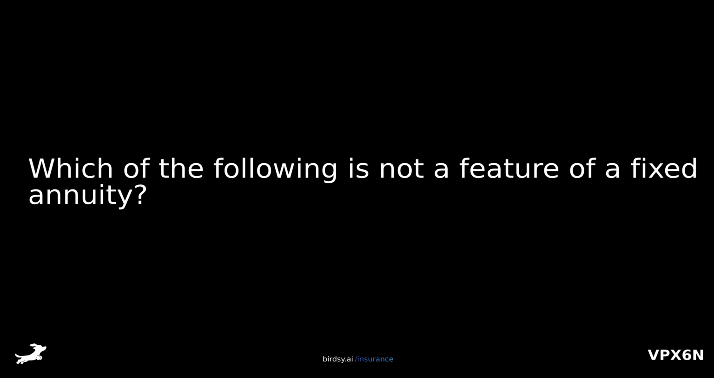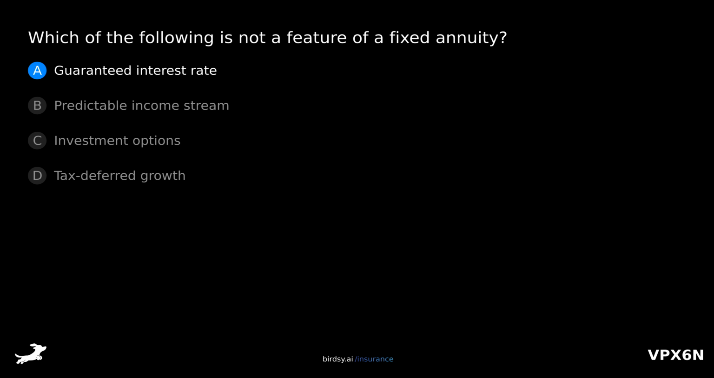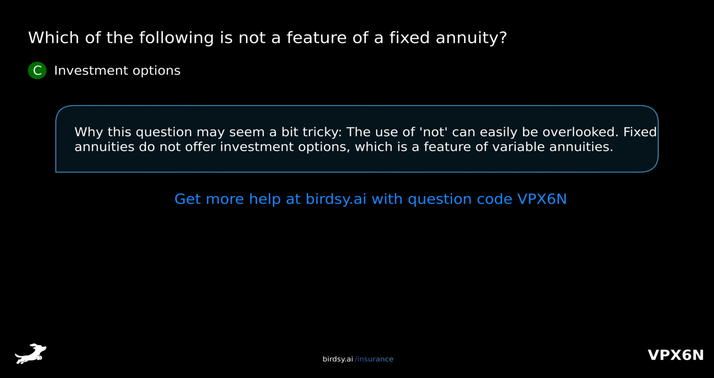Which of the following is not the feature of a fixed annuity? Is it A, guaranteed interest rate? B, predictable income stream? C, investment options? Or D, tax-deferred growth? The answer is C, investment options. Why this question may seem a bit tricky. The use of not can easily be overlooked. Fixed annuities do not offer investment options, which is a feature of variable annuities.